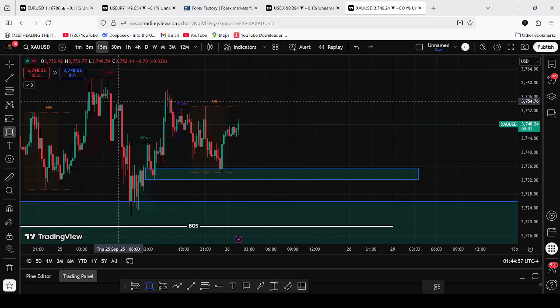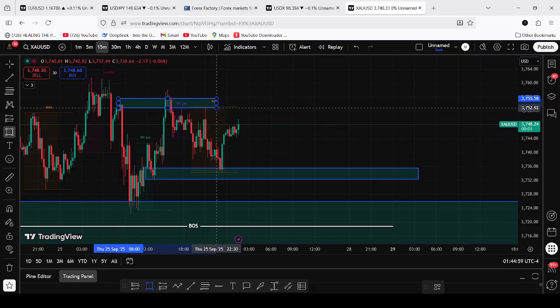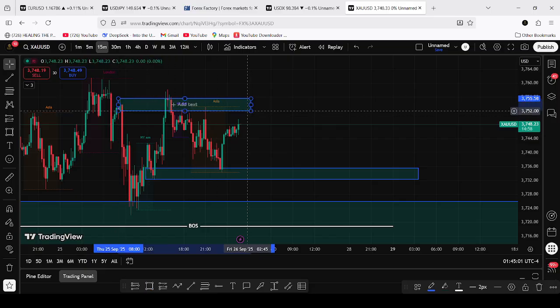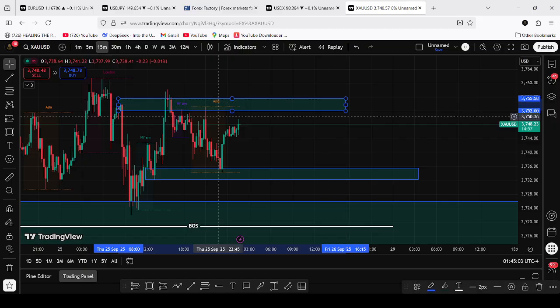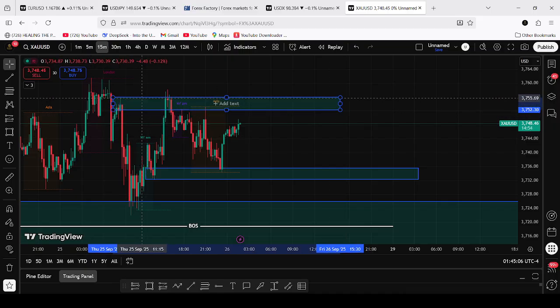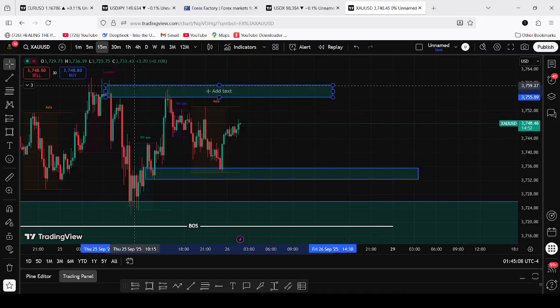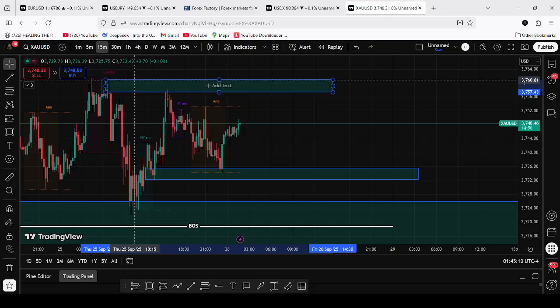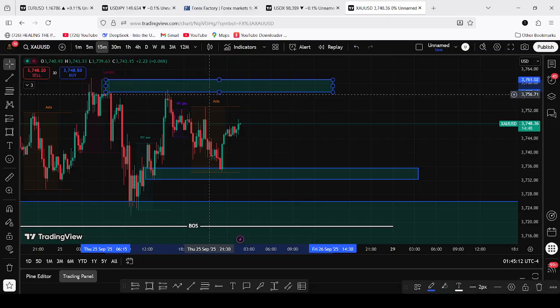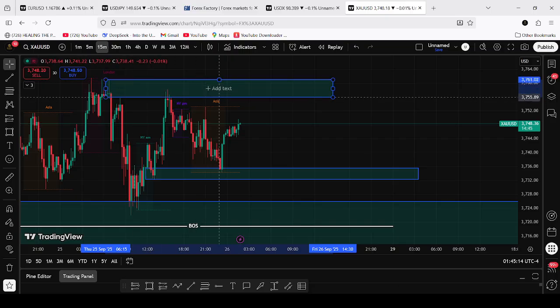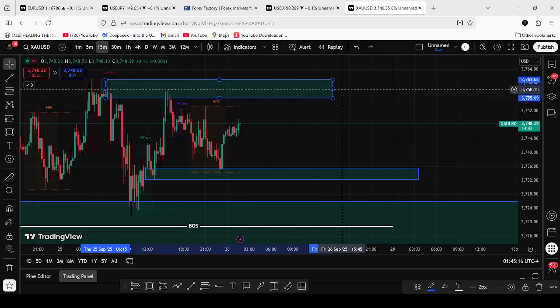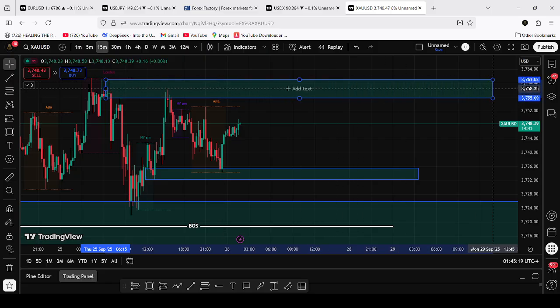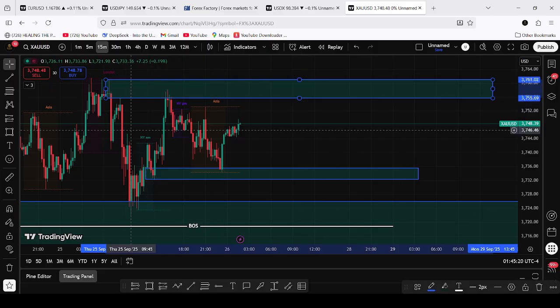As well as compared to this one, I had just already picked it. The market also came to that zone. Here there were two zones that we were looking at: this zone, that zone, and there were some more buying opportunities.